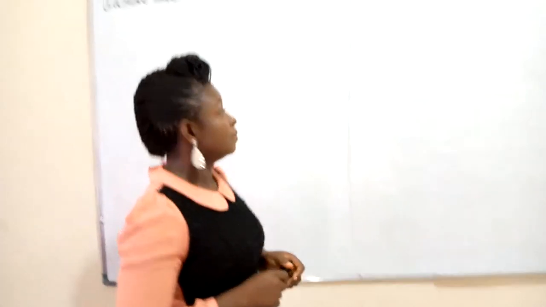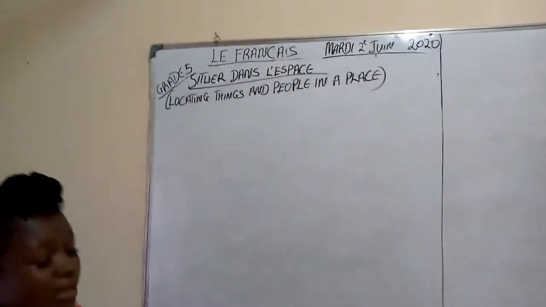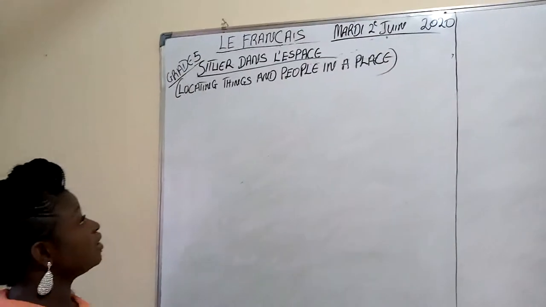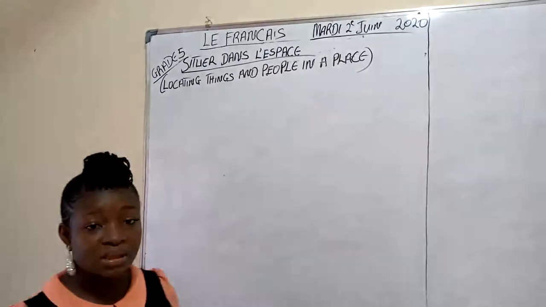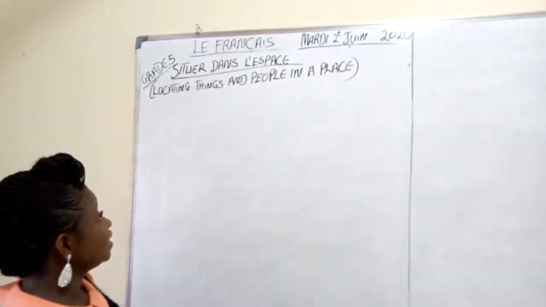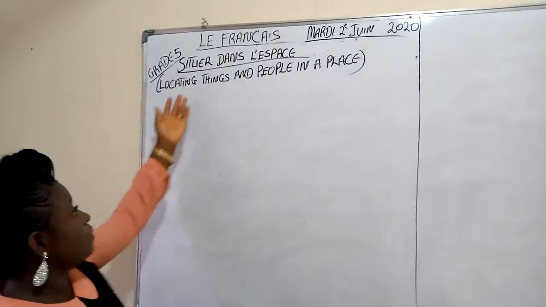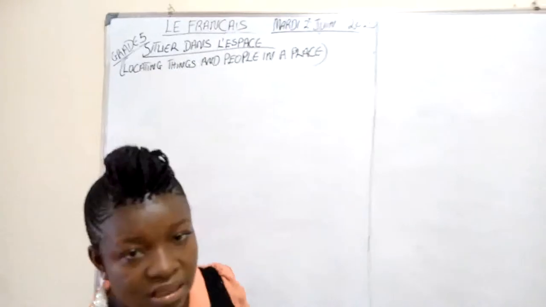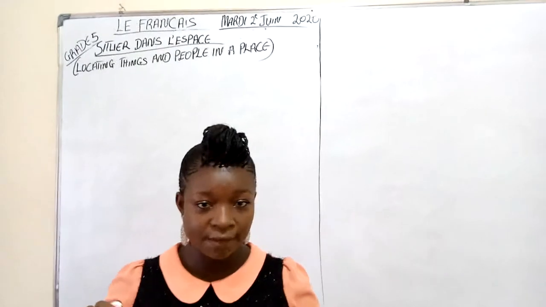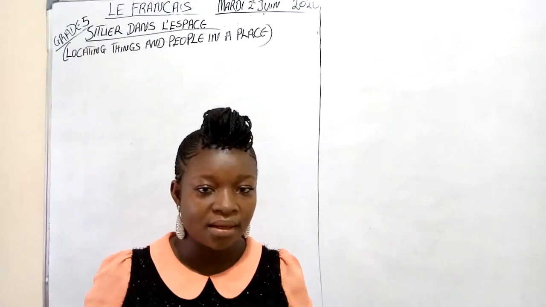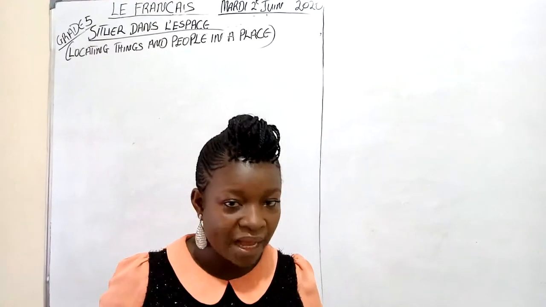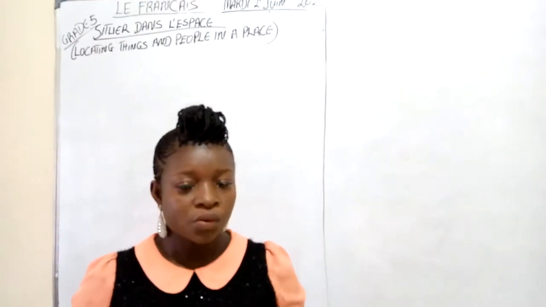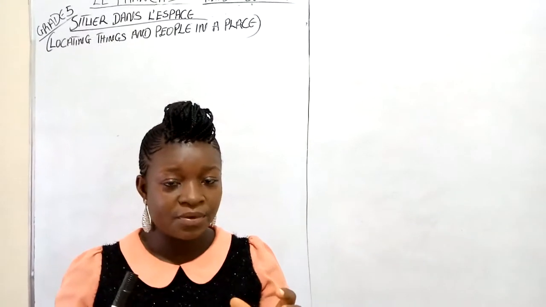On the board here, we're going to be talking about situer dans l'espace. That's how to locate things and people in a place. That's what I mean by situer dans l'espace. I say it again. Now you need to say it after me. Situer dans l'espace. So we're going to make this lesson as brief as possible.